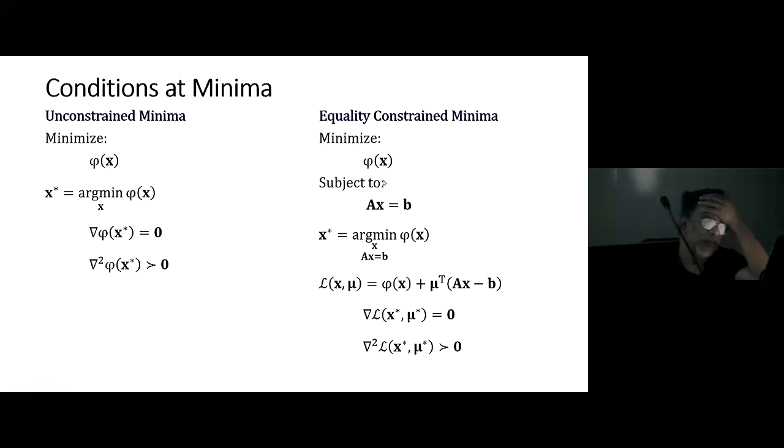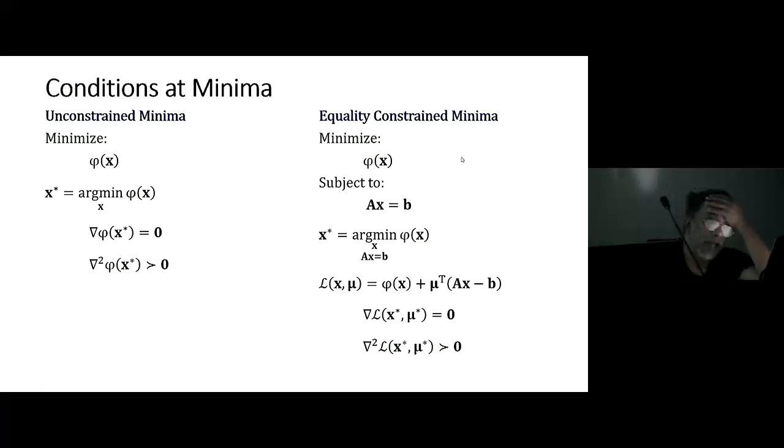And so phi of X, which is the function that we're trying to minimize, and then this is what we do. Mu is a column vector. So mu transpose of Ax minus B. This constraint is equivalent to Ax minus B equals 0. So this I attach to my phi of X, and that gives me the Lagrangian function. And mu is called the dual variable.